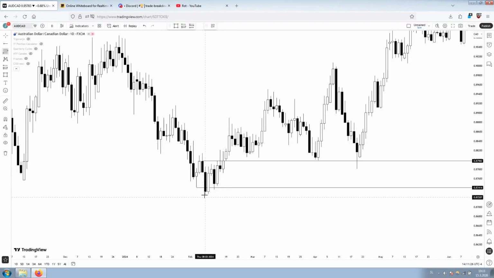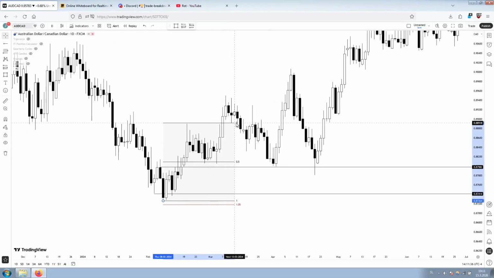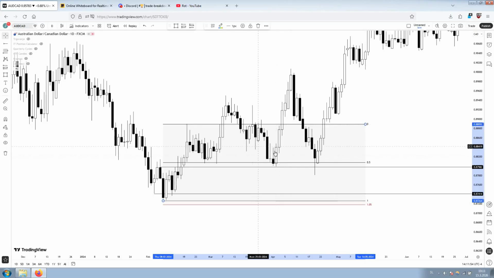So what do I do? I take this lowest point and I connect it to the most recent high that we created after break of structure, and this is basically our equilibrium, like this more or less. And you can see what happens. The price comes down, barely touches equilibrium, and explodes higher. Then the price touches equilibrium a couple of times and then continues higher and higher.